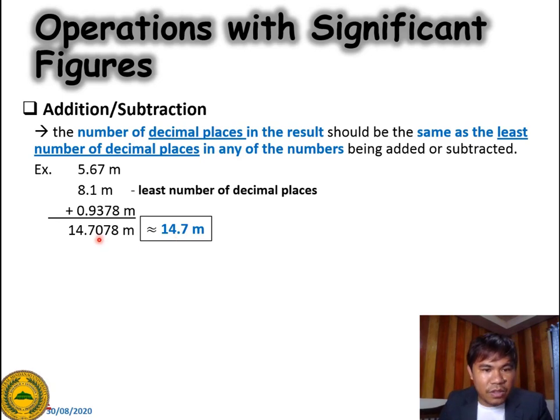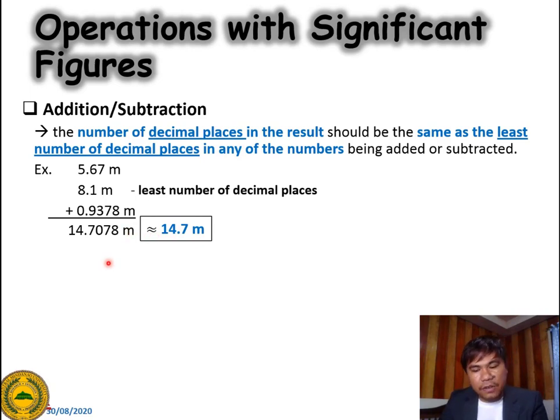So you round off this quantity. To do that, you need to look at the digit right after 7. This is actually the least number of decimal places. So if this is greater than or equal to 5, you add 1 here. But if this is less than 5, you drop this one. So in this case, we drop this. That means we have 14.7 meters.